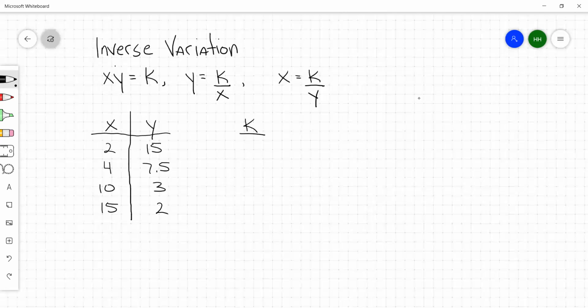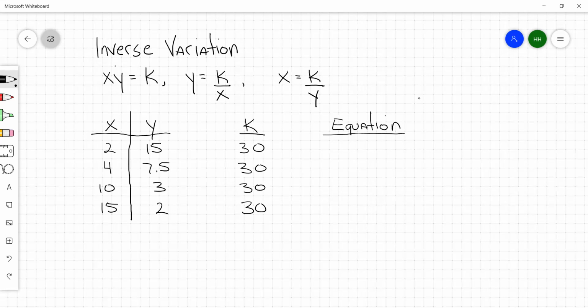In this case, multiplying x times y gives you a constant, because 2 times 15 is 30. And 4 times 7.5 is 30. And the pattern continues. 10 times 3 is 30. And 15 times 2 is 30. So this data has a constant of 30. So if you were asked to write this equation, this would be an example of inverse variation.